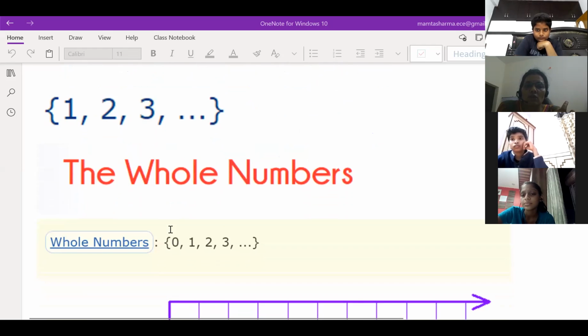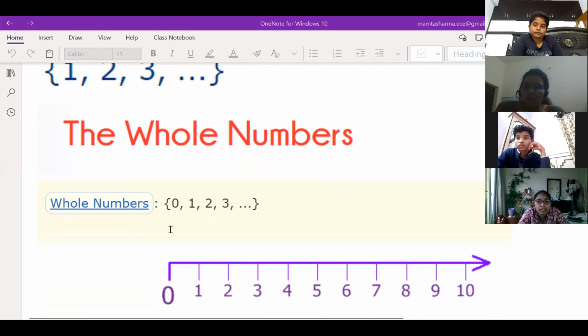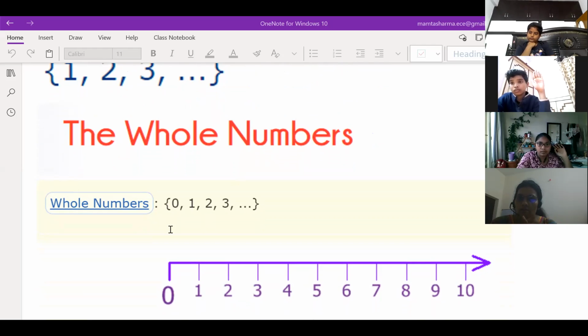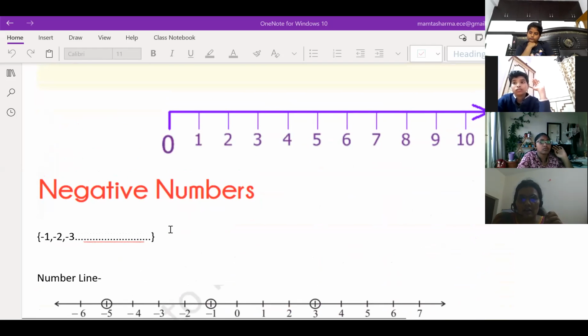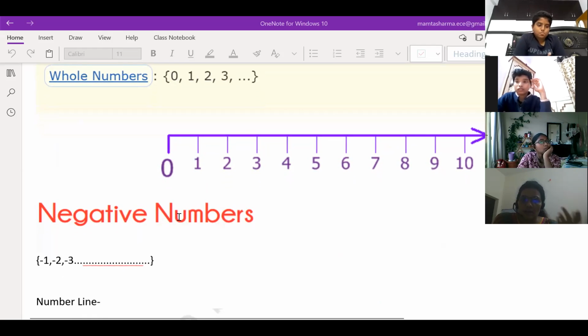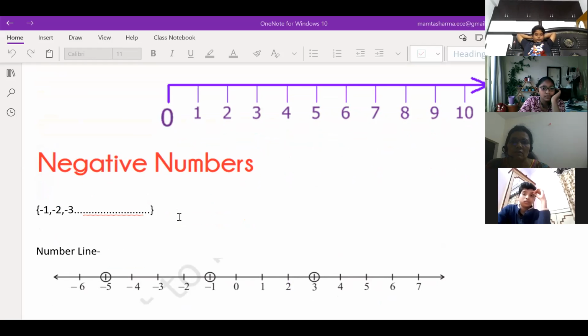Now tell me, what is a whole number? Ma'am, whole numbers start from 0. Correct, whole numbers start from 0 and natural numbers start from 1. So apart from 0 and positive numbers, there exists another type of number, that is negative numbers: minus 1, minus 2, minus 3. So tell me, is 0 a positive or a negative number? Neither positive nor negative. Correct.